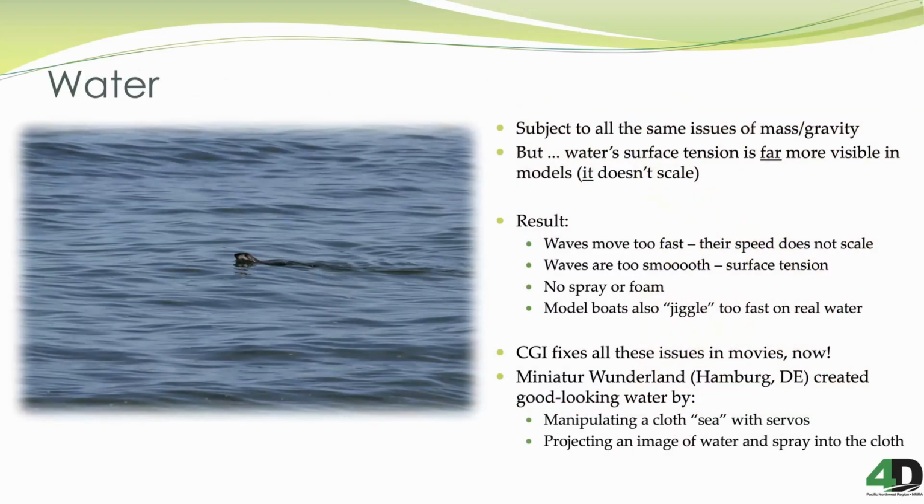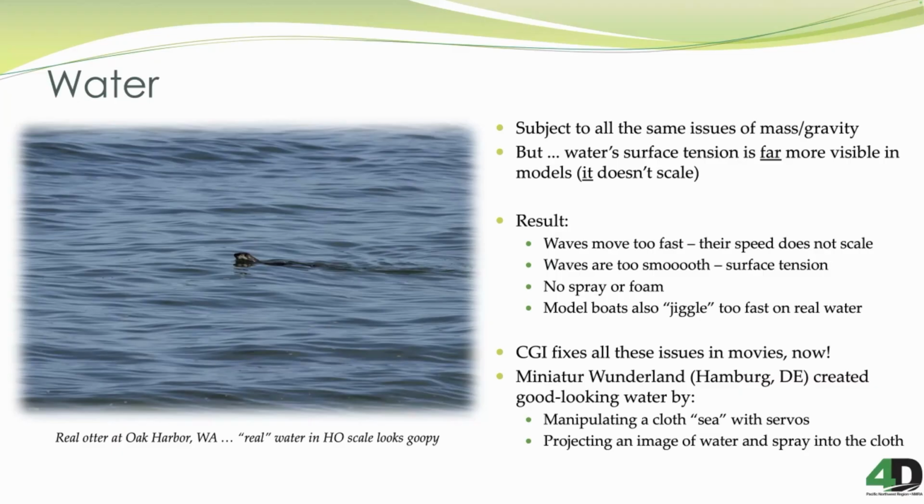Water's another issue. It's subject to all of those same issues of mass and gravity. If you choose to use real water to get the movement, very few people actually choose to do that. But the other issue with water, of course, is the surface tension of water, which is far more visible on models at a small scale than it is in the real world. And surface tension doesn't scale at all on models. So if we choose to use real water, and some people do, by the way, Miniature Wonderland, that wonderful model railroad, Germany's biggest tourist attraction in Hamburg, they have some areas that use real water with ships floating around and moving, hauled by magnets underneath.